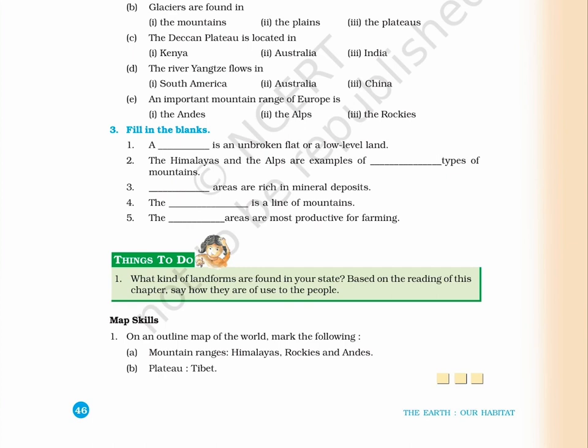Things to do. 1. What kind of landforms are found in your state? Based on the reading of this chapter, say how they are of use to the people. Map skills. 1. On an outline map of the world, mark the following. A. Mountain ranges: Himalayas, Rockies, and Andes. B. Plateau, Tibet. The end of Chapter 6.